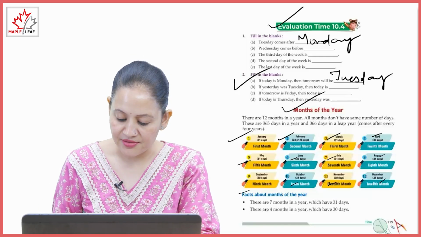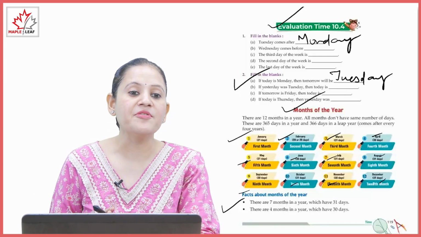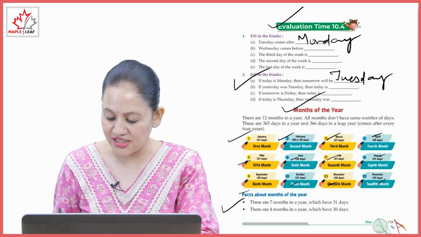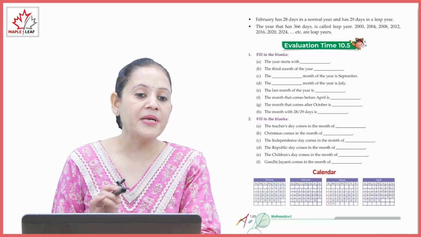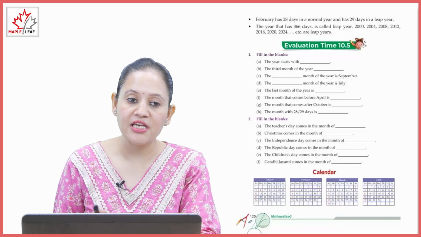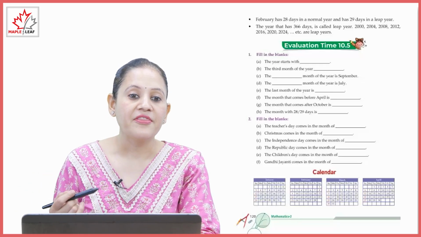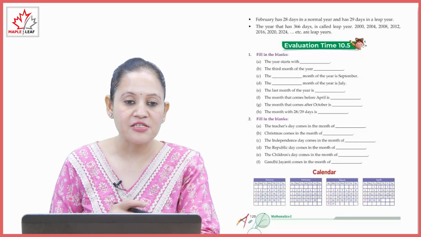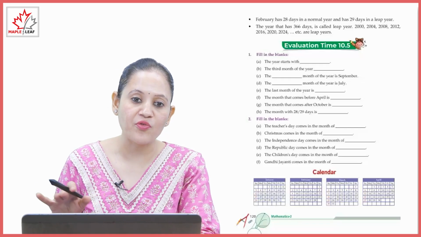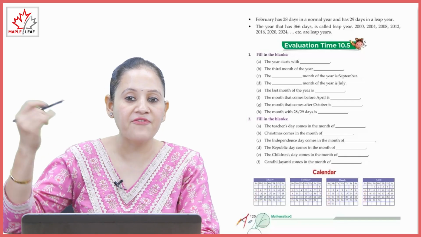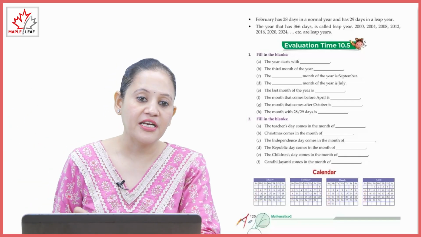Facts about the month of the year. There are 7 months in a year which have 31 days. There are 4 months in a year which have 30 days. February has 28 days in the normal year and in leap year it has 29 days. The year that has 366 days is called a leap year. Like 2000, 2004, 2008, after every 4 years. That is a leap year.